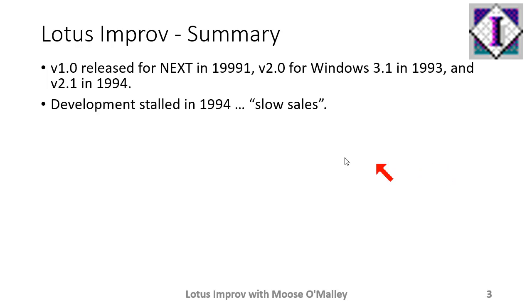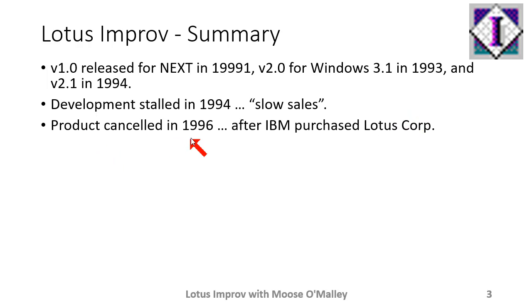Okay. Development stalled in 1994, and Lotus reported that it was because of slow sales or confused users. Users didn't know which product to buy, Lotus 1-2-3 or Improv, and it was confusing people in the marketplace. But whatever the reason, development stalled in 1994. Then in 1996, IBM purchased Lotus and cancelled development on Improv, which was very surprising and very sad. It surprised a lot of people.